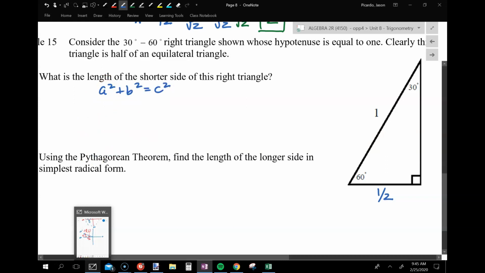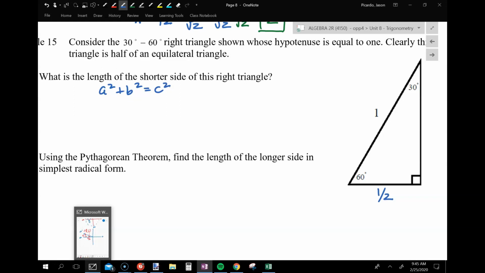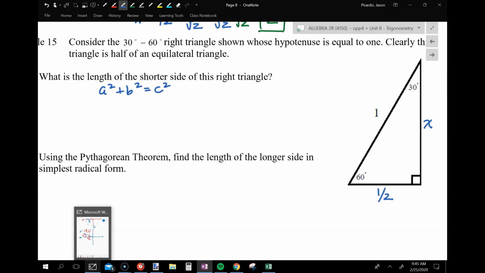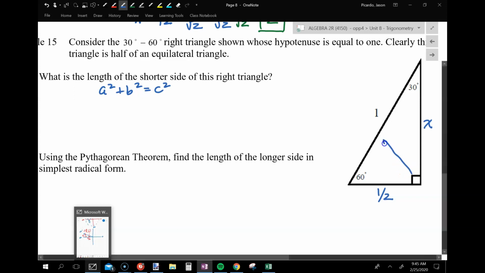How am I going to get it? All the same way that we did it a minute ago, right? I'll call this an X. Which of these has to be the C? The 1, the X, or the 1/2? The 1. It always has to be the hypotenuse, right? It's always going to be the longest side. So this is going to be a half squared plus X squared equals 1 squared.